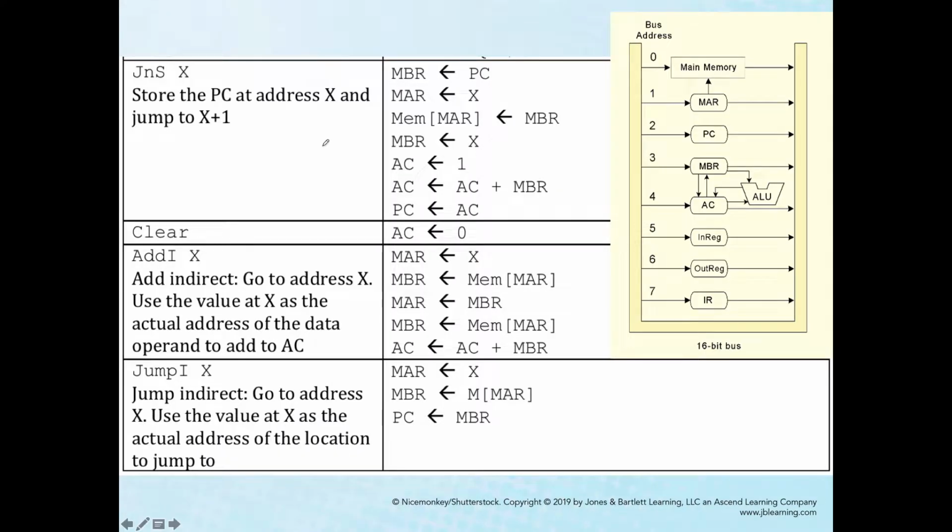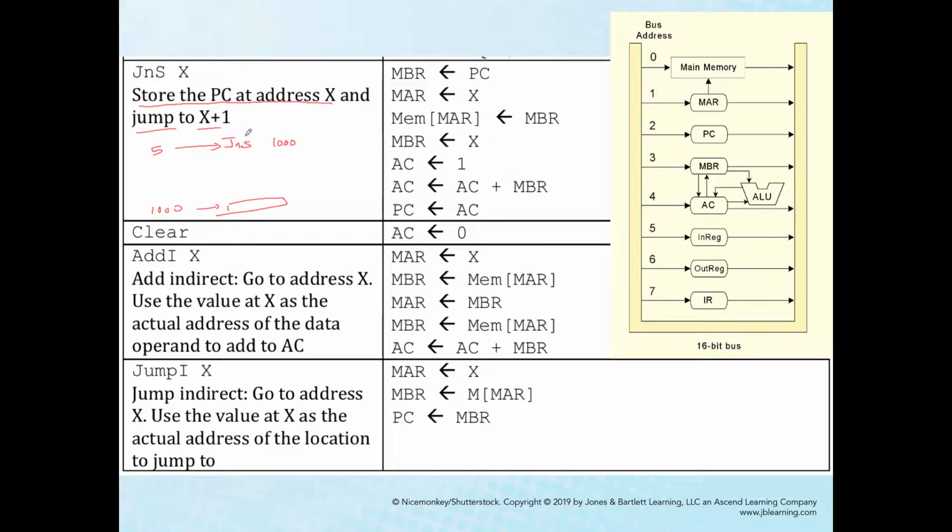So the first one is the JNS instruction. JNS is: store the current program counter at address X and then jump to X plus 1. What it does is as follows. Suppose I have a JNS instruction with 1000, for example. Then currently this instruction is at address 5, suppose that.